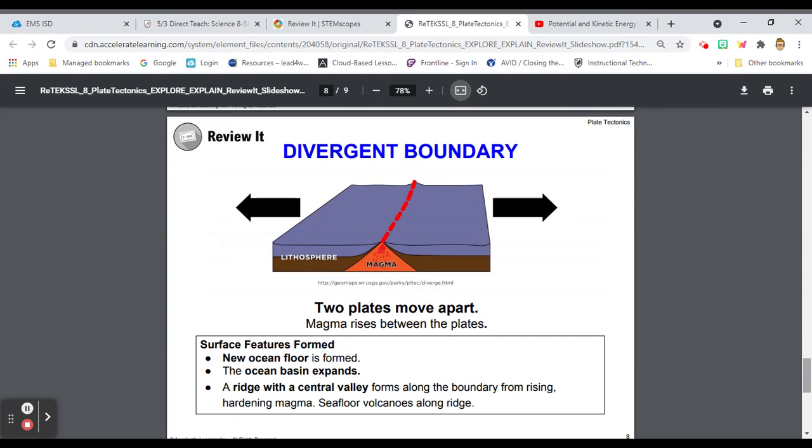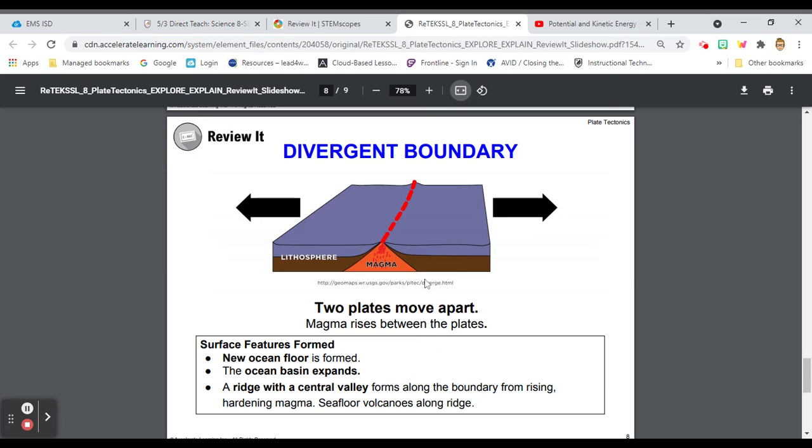Divergent boundary is when the plates are separating and magma is going to come out. It's going to cool and harden and form igneous rock. And over time, this is how new ocean floor is formed. So all the time, new ocean floor is being made. And the ocean basin is going to expand.